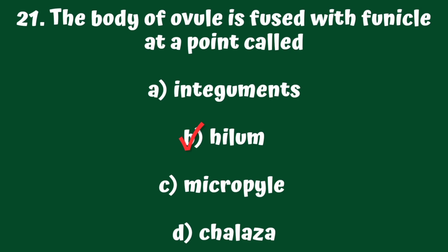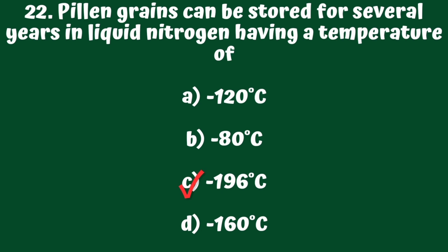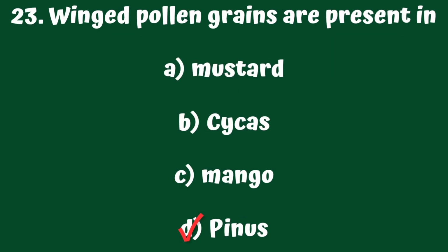The body of ovule is fused with funicle at a point called A. integuments, B. hilum, C. micropyle, D. chalaza. Pollen grains can be stored for several years in liquid nitrogen having a temperature of A. -120°C, B. -80°C, C. -196°C, D. -160°C. Winged pollen grains are present in A. mustard, B. cycas, C. mango, D. pinus.